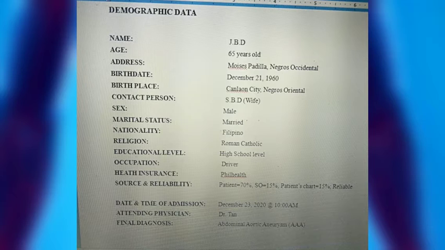Date and time of admission, December 23, 2020 at 10 a.m. Attending physician, Dr. Tan. Final diagnosis, abdominal aortic aneurysm.